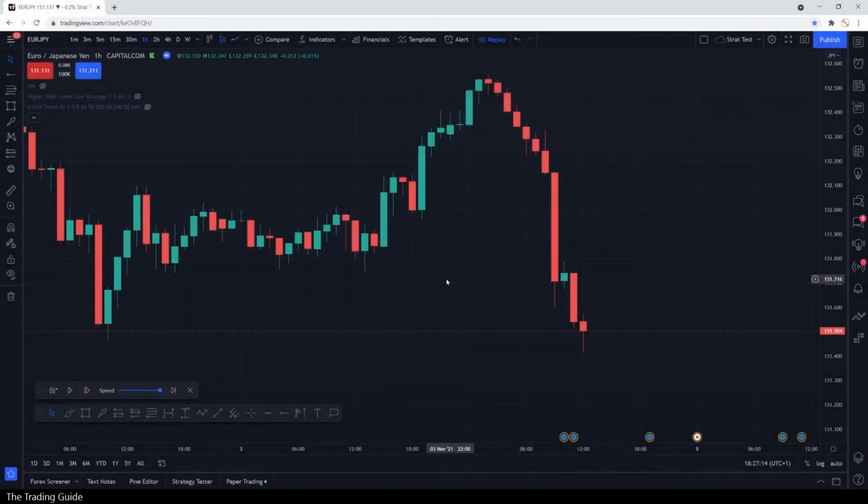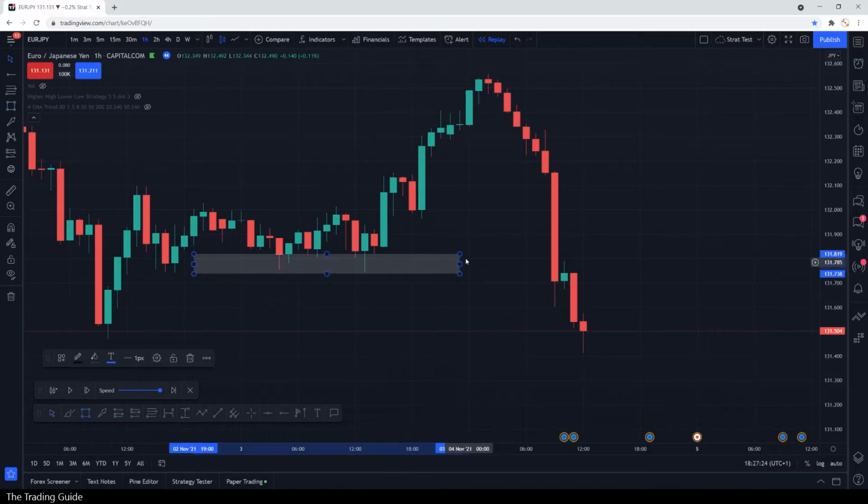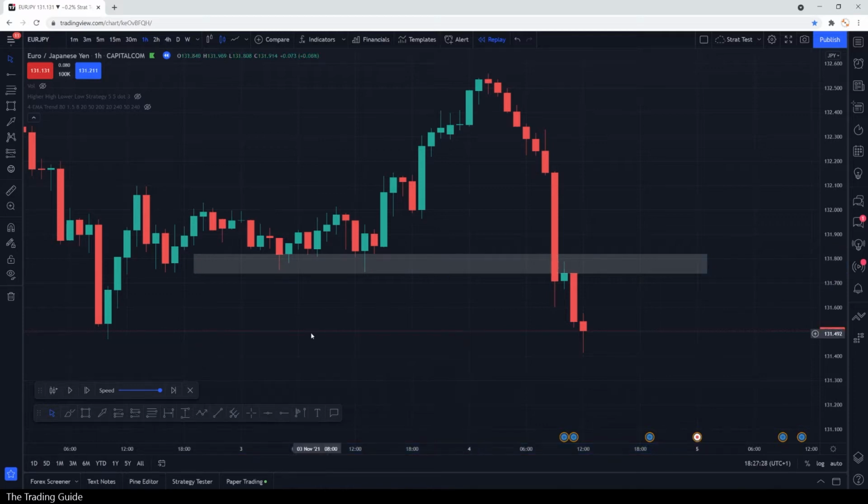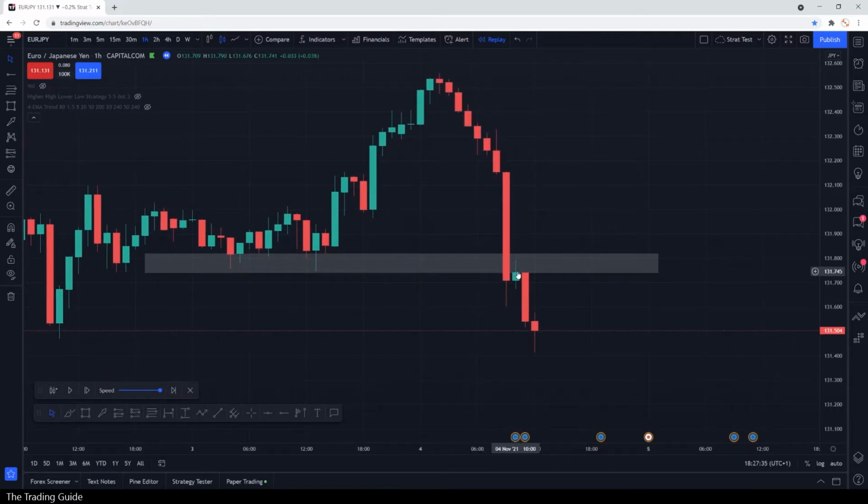Here we are on the Euro-Yen and the 1 hour time frame, and I saw here a zone of support. You see here this rejection to the downside, these quite huge wicks. Then a strong move to the upside, followed by a large bearish candle that is breaking the support. So what I'm waiting for here is price coming back up, retest, and then going down again.